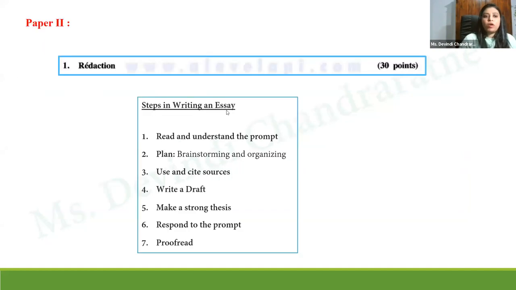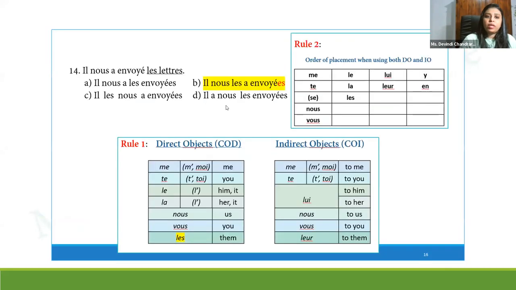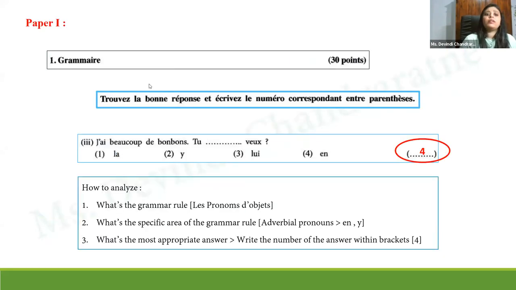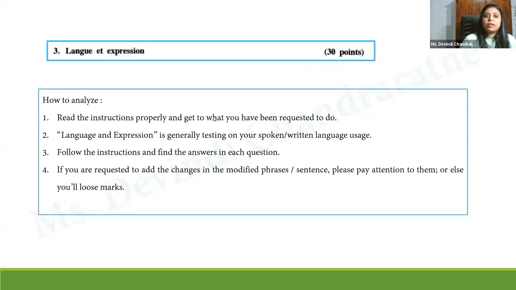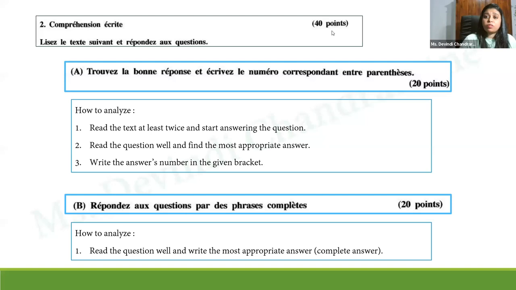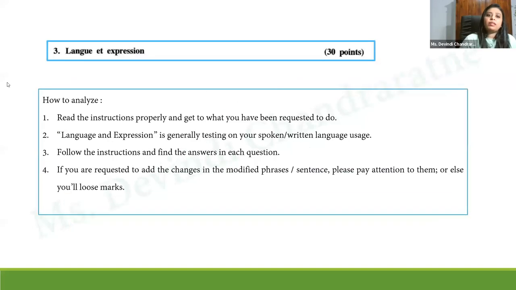Okay, that is about the first part, first paper. So we have the grammar part, and that is with 30 marks. And then we have the comprehension writing part, and that is the highest number of marks, which is 40. And then in the first paper, we have the language and expression part, where you have multiple types of questions, which are testing your spoken and written language usage within daily discourse. So that is with 30 marks. So 30, 30, 60 plus 40, which is 100 marks for the first paper.